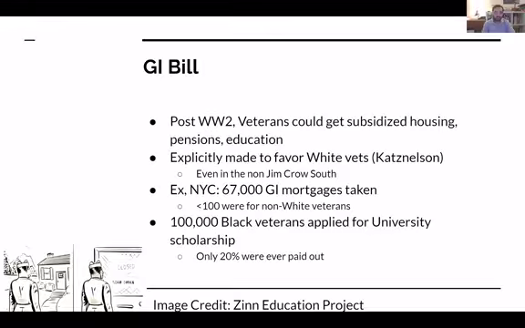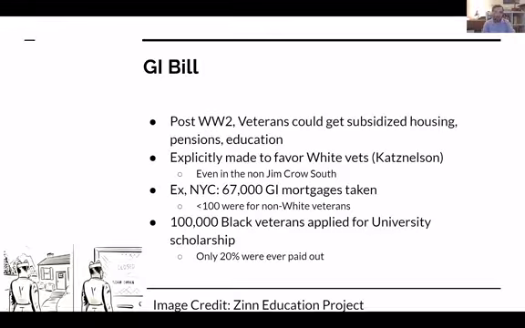On a similar note, the other statistic that people often give, across the history of the GI Bill, 100,000 Black veterans applied for university scholarships to be subsidized by the government, and only 20% of those were ever paid out. And even then, there were a lot of restrictions put in place that the folks could only go to historically HBCUs, historically Black colleges and universities. They could not go to public universities with those funds. They could not go to Harvard and Yale with those funds.